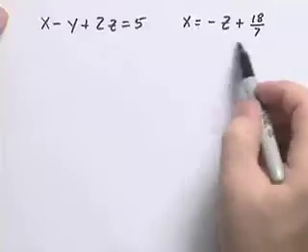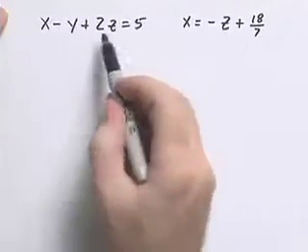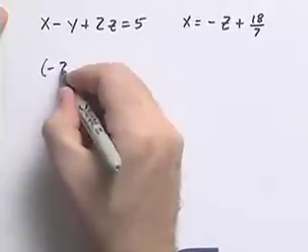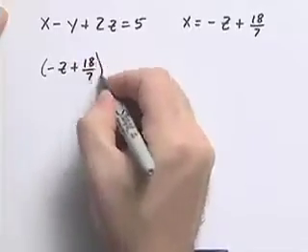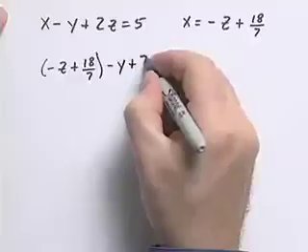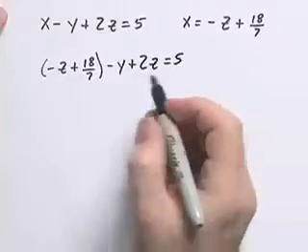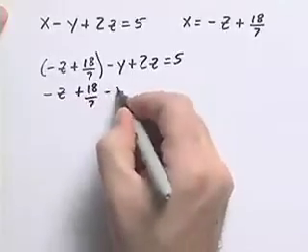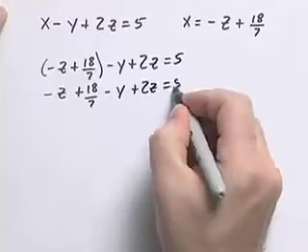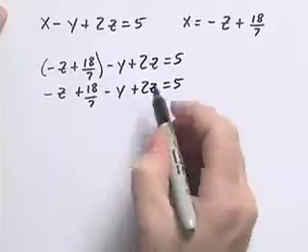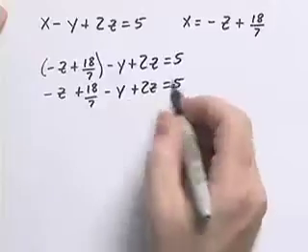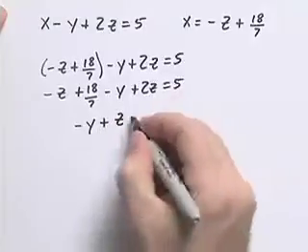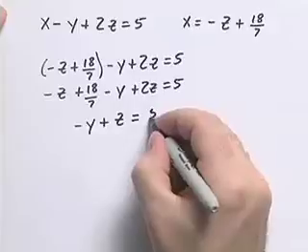So we're going to take our definition for x now, plug that into our first equation, and then solve this equation for y to get it in terms of z. So here we would have negative z plus 18 sevenths, that's what x is, minus y plus 2z equals 5. So we can use our grouping symbols, negative z plus 18 sevenths, minus y plus 2z equals 5. You can collect like terms here and bring this 18 sevenths to the other side. So we'll have negative y, negative z plus 2z is plus z, equals, then 5 minus 18 sevenths.